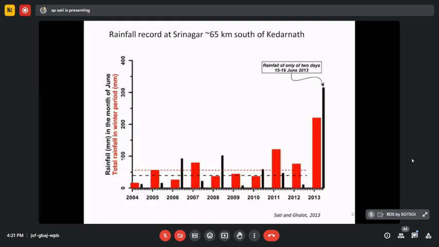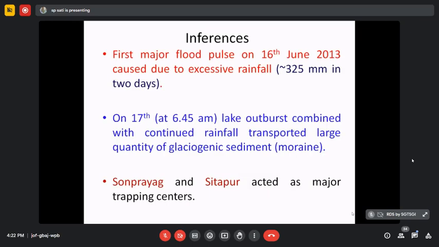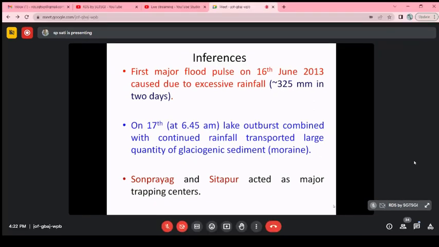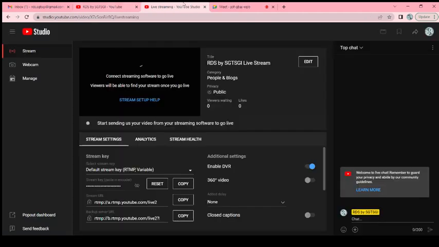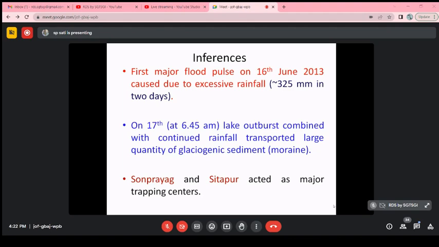And this is the rainfall data of the 2 days, 16th and 17th of June, at Srinagar, which is some 65 kilometers south of Kedarnath. It is around 350 to 360 millimeters within 24 hours, which is actually the highest in the recorded history of this region. Because of this, the first major flood pulse occurred on 16th June, caused by extreme excessive rainfall, and it wiped out a very small township some kilometers before Kedarnath, called Rambada. Rambada was completely scrapped out. No sign of Rambada is there now.